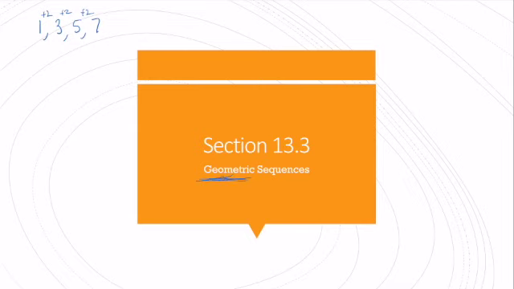For a geometric sequence, instead of adding, we're multiplying. So let's say I had 1, 2, 4, 8, 16. You can see that each time I'm multiplying by 2. Okay, so we're going to discuss more about these types of sequences.